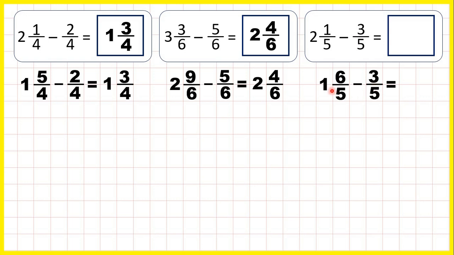3/5 away. So our whole number is now 1, and 6/5 minus 3/5 is 3/5, because 6 minus 3 is 3, and the denominator stays the same. So our answer is 1 and 3/5.